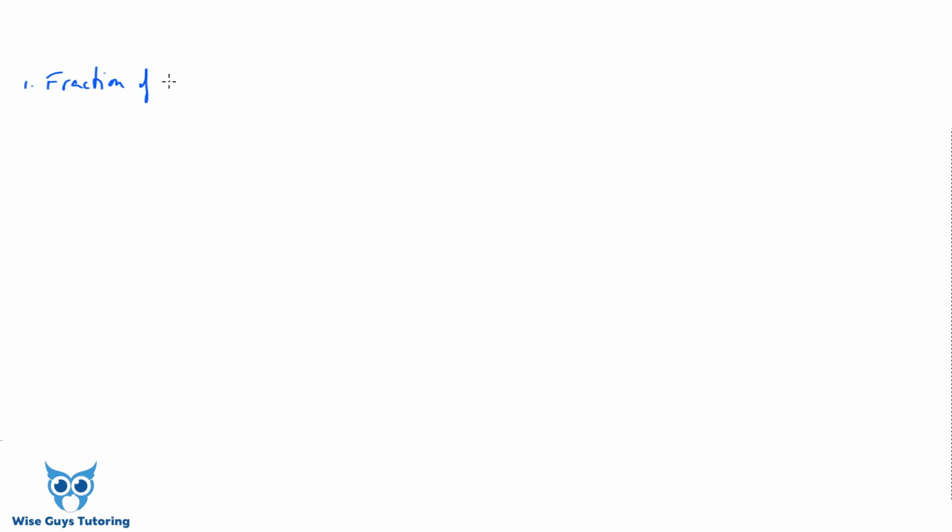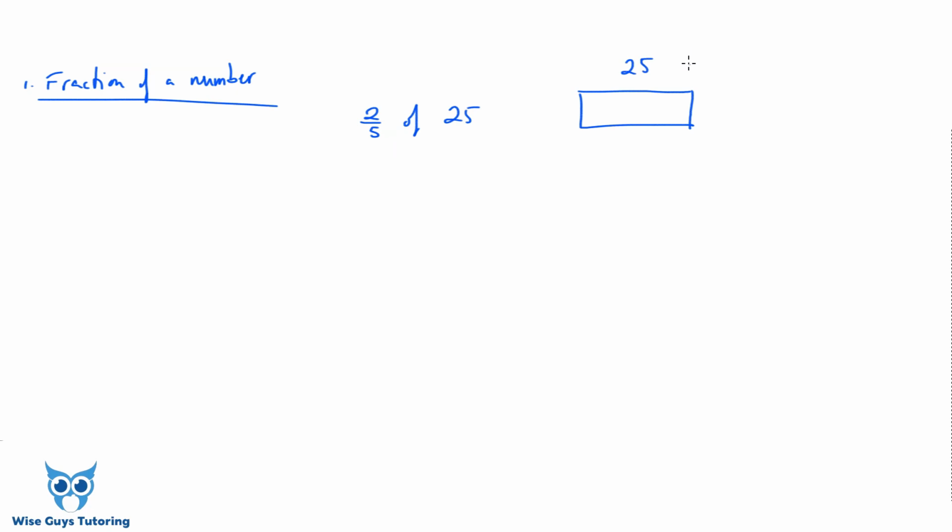Fractions of a number. Since they are a division, we can always picture it as a box. So let's say we're trying to find 2/5 of 25. What you can do is imagine a box, and this whole box is worth 25 marbles, right? And if you were to split this box into 5, let's pretend these are all even pieces, how many marbles would be in these 2/5 of 25?